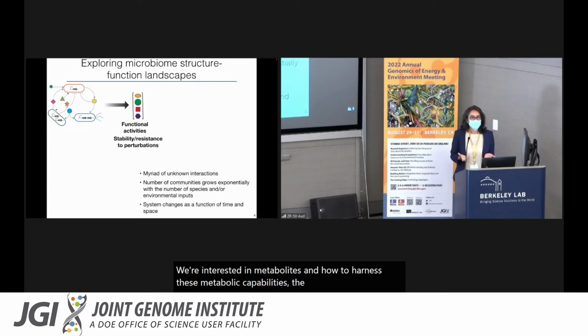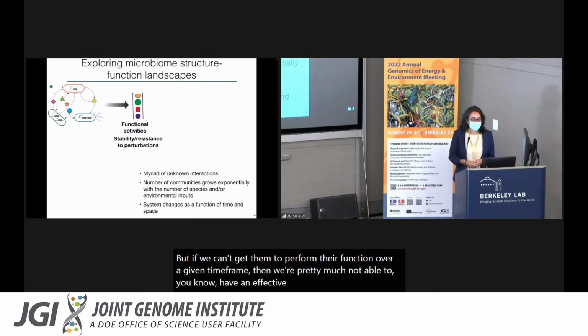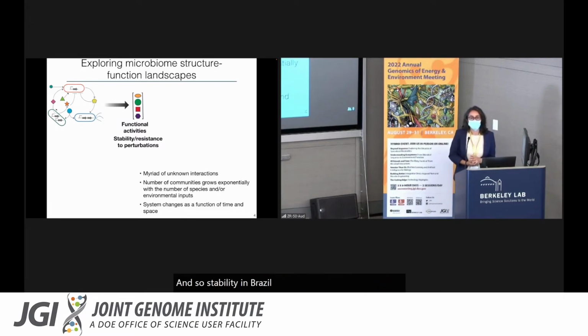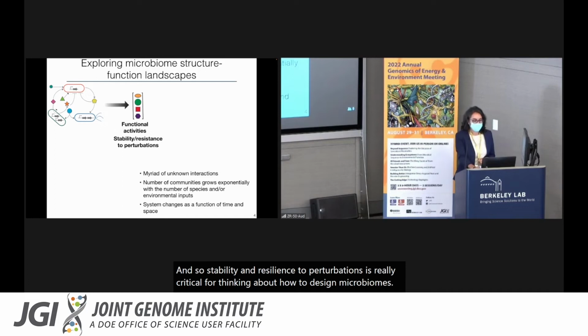But a key challenge is also the stability and resilience of communities, because if we can engineer them to do a specific metabolic function, that's one step forward. But if we can't get them to perform their function over a given time frame, then we're pretty much not able to have an effective microbiome engineering solution. And so stability and resilience to perturbations is really critical for thinking about how to design microbiomes for our benefit.